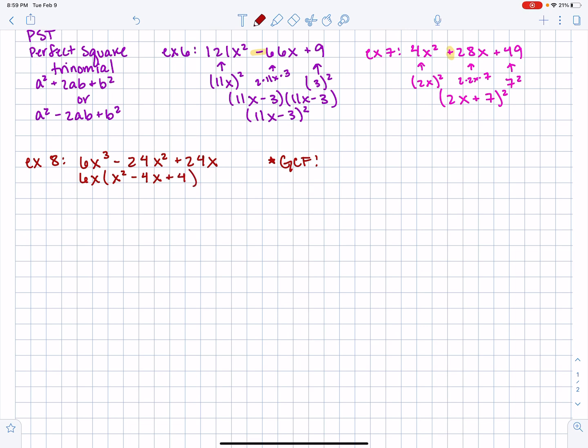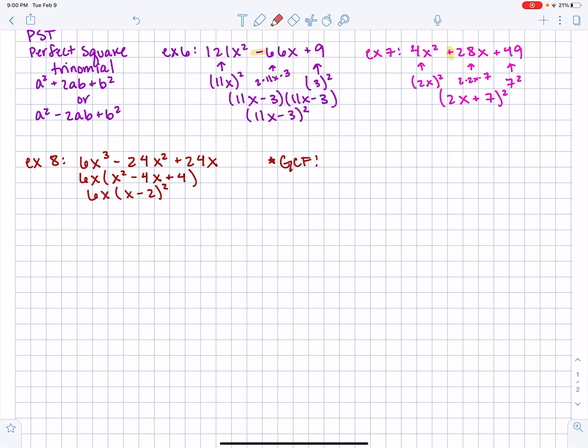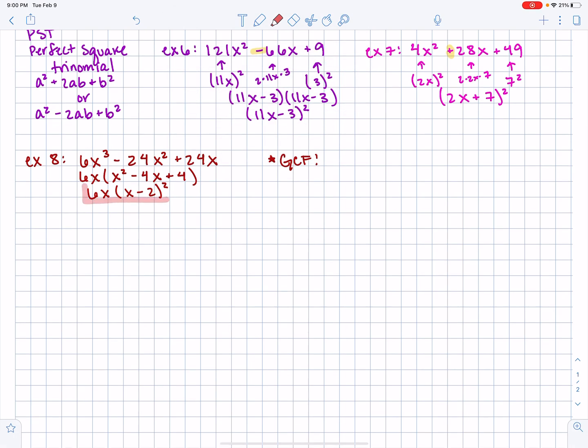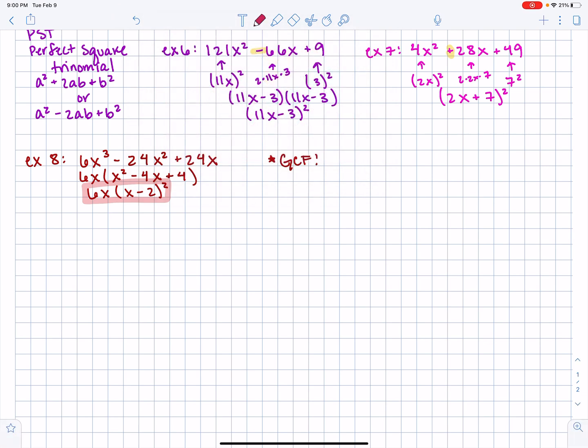Speaking of those perfect square trinomials, that absolutely is a perfect square. So this is 6x times (x minus 2) squared. And I can't factor that anymore, so that right there is my final answer. I'll box it like this so you can see. That's my final answer. All right, let's jump to pink.